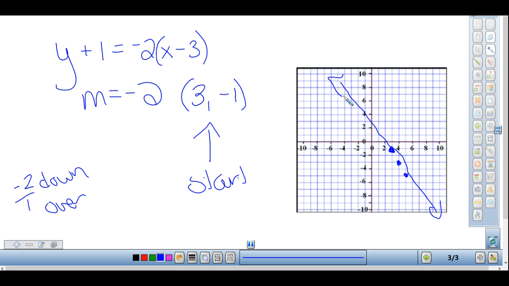Okay? You have both sides of the worksheet. It's the one that's marked point slope form worksheet. You're going to do both sides. Make sure you check it before you hand it in.